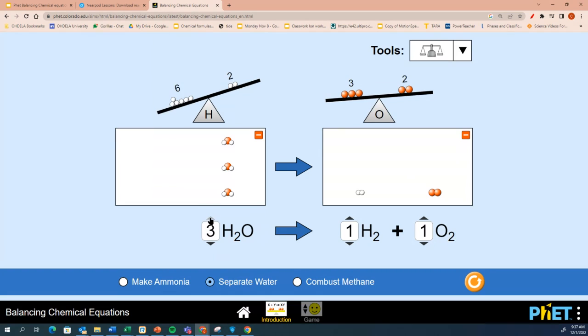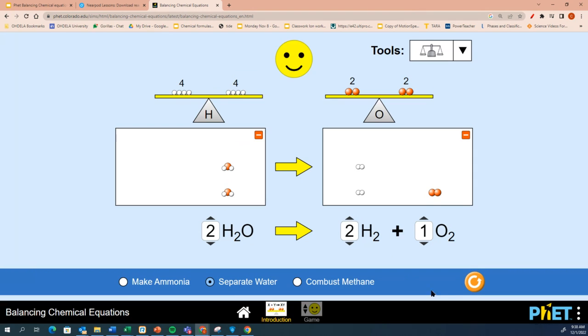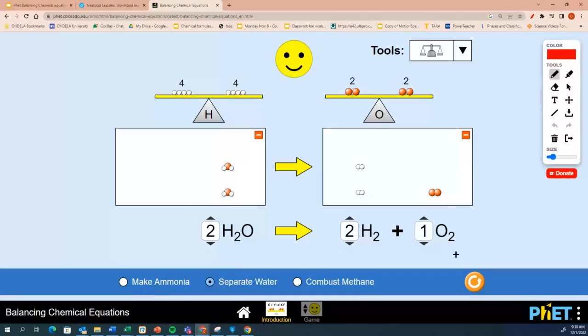Now, if I make a correction here, that doesn't do anything for me. It makes the hydrogens go too much. So I'm going to keep this at 2 because I'm okay with the oxygens on this side. I need to get another hydrogen, and I'm going to have to do it on this side. So this is separating water, or decomposition of water. Remember, you're going to write this right here.